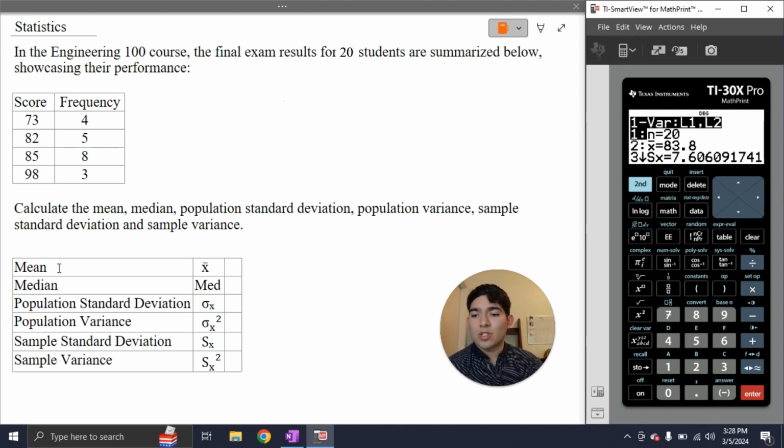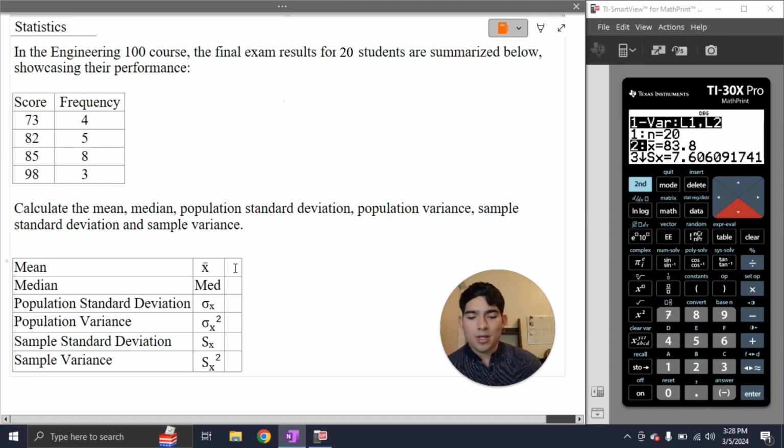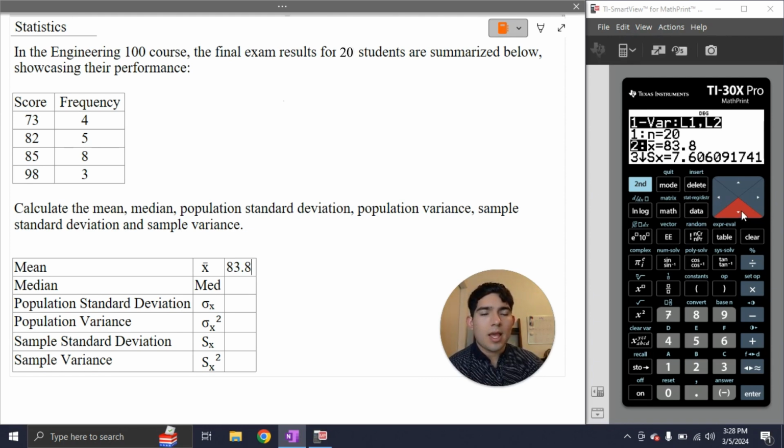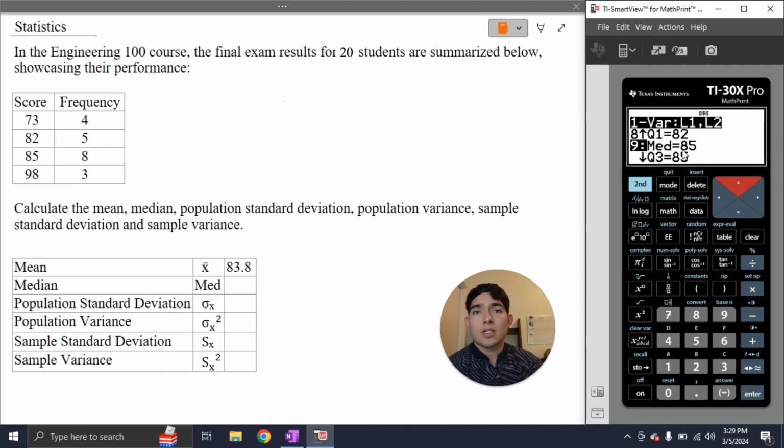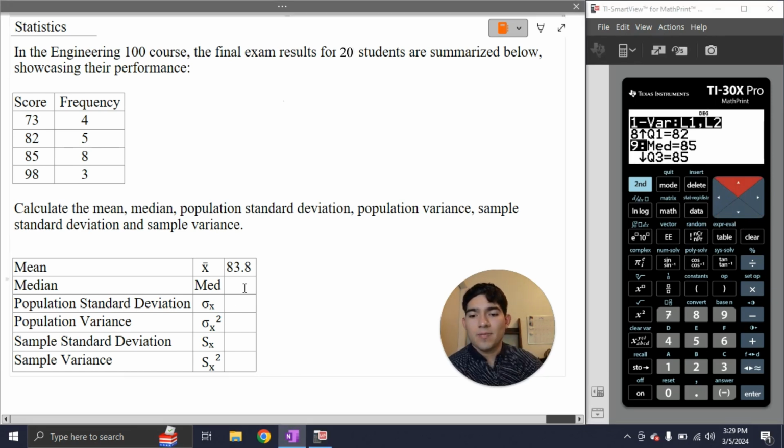So the first one that we're looking for is the mean. In this case, the sign for mean is X bar. So our mean for this data set is 83.8. Next, we're looking for the median. And the median can be found all the way at the bottom. And the abbreviation is just MED. In this case, the median is 85 for this data set.